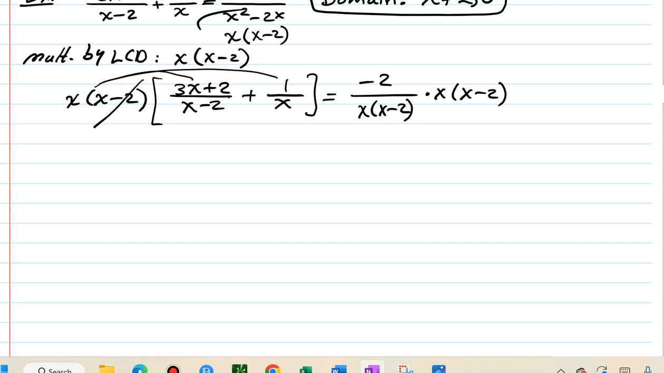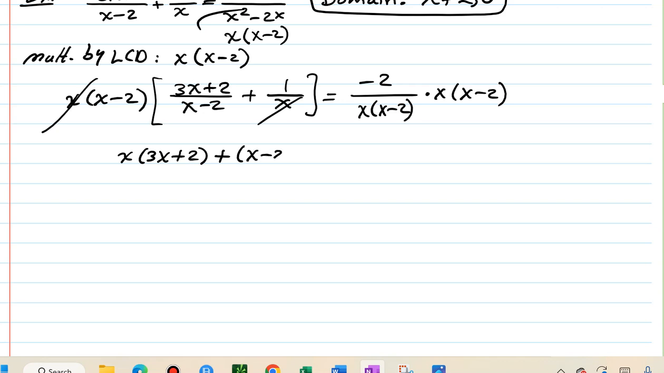First distribution, the x − 2 crosses out. So this is just x times (3x + 2). Second distribution, the x crosses out in the second fraction. That's going to be x − 2, right? That's the only thing that distributes, because the x cancels. And on the right side, x and x − 2, that is the LCD. So all you have is negative 2 on the right side.